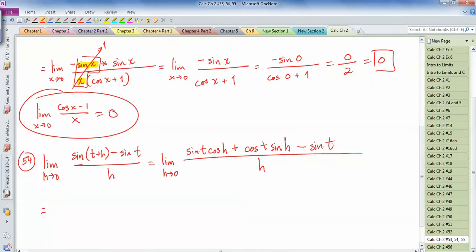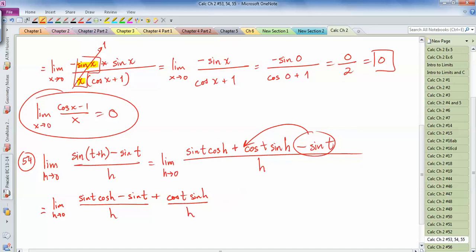All right, so let's go a little bit further with this. What can I do? I'm going to bring this sine t into the middle here. So limit as h goes to 0, sine t cos h minus sine t, plus cos t sine h. And then each of these is really over h. I'm going to put the first two over its own h, and the second one's over its own h. But you could combine them to get back the previous step. And the reason I split these up is for this reason.